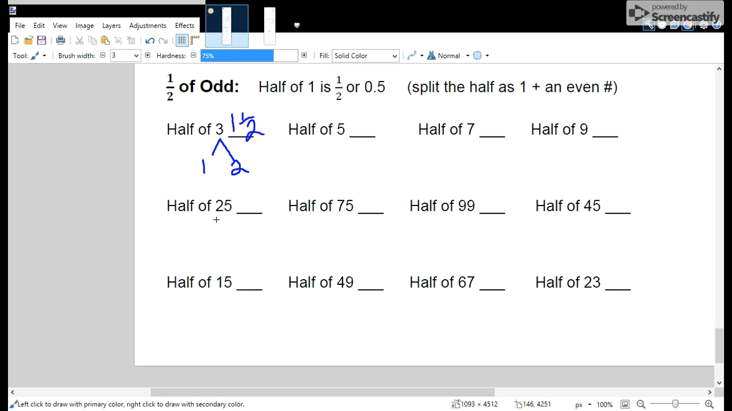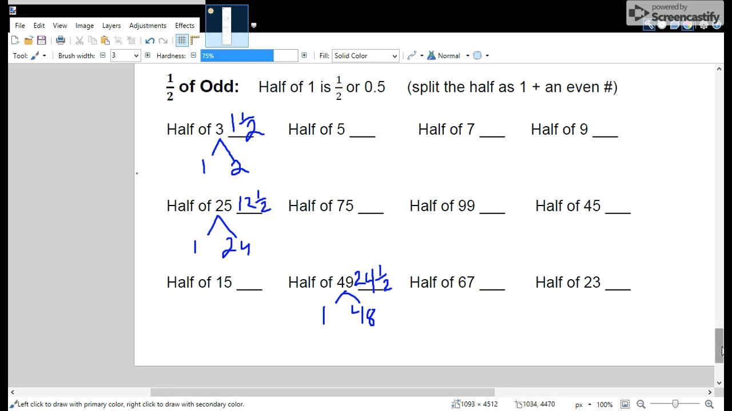Let's look at 25. We have half of 1 and half of 24. Half of 24 is 12. Half of 1 is 1/2. So half of 25 is 12 and 1/2. Let's do one more. Half of 49. Do half of 1 and half of 48. Half of 48 is 24 and half of 1 is 1/2. So half of 49 is 24 and 1/2.